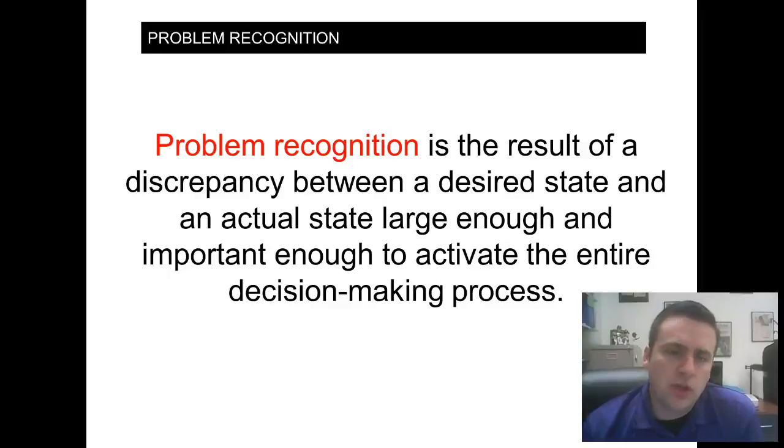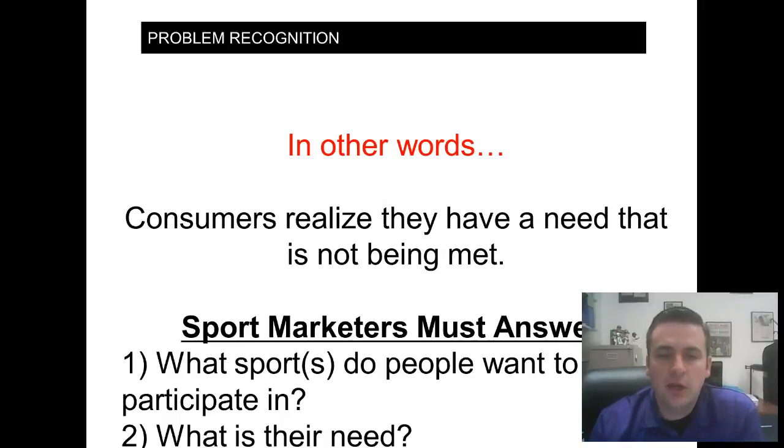When I went to my old job at a previous university, I didn't have a whole lot of contact with my colleagues, other professors, and decided that I wanted to. I wanted to become more involved, get to know people, but also be physically active. So there was a discrepancy between the state of me not being very social or physically active and the actual state of me being physically active and social with my colleagues. That's where problem recognition came in. I knew there was something. In other words, the customer realizes that they have a need that is not currently being met.